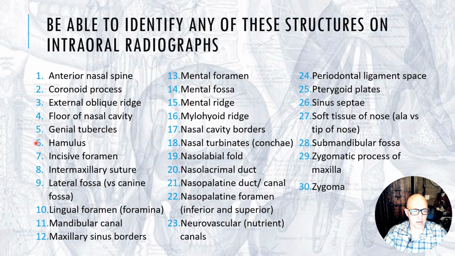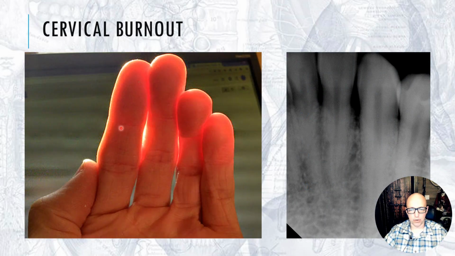All right, I created this list of 30 structures to know. Obviously, you could know hundreds, but just as a good starting point, I think if you know these structures, you're well off as far as being able to recognize most anatomy that you're going to see in intraoral radiographs. And just a couple other things I wanted to cover because it's important for interpretation.